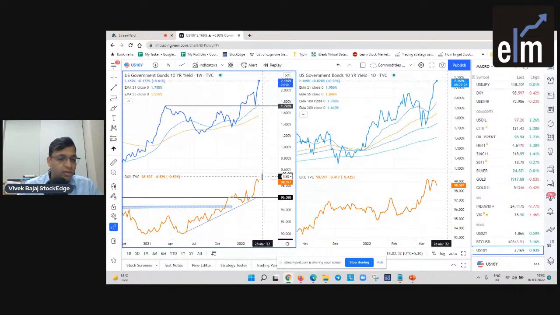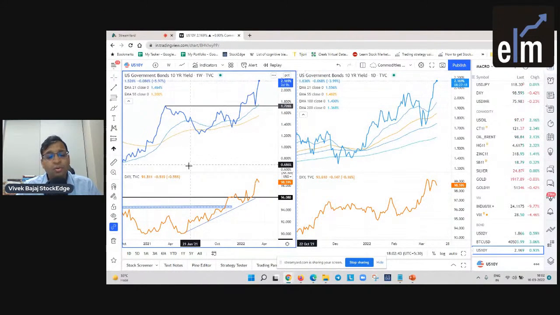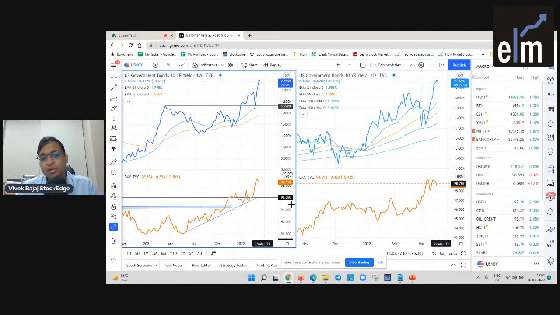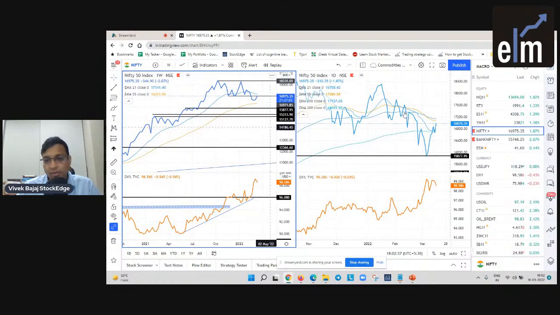The dollar may have corrected a bit because it has been strong, but clearly it looks like the dollar is not in a hurry to go down. It may be correcting, but it looks like the dollar will still be up. So why has the dollar come down a bit? Because it has gone up so much, so a bit of correction is expected. So overall, the situation remains the same.